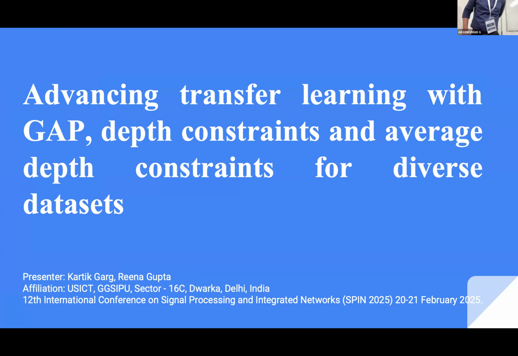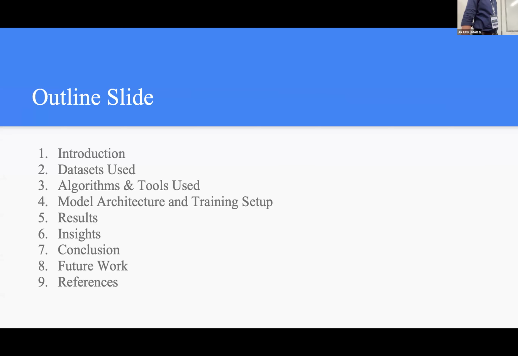Okay. So good afternoon, everyone. Myself Karthik Garg, and I'm going to present the paper Advancing Transfer Learning with Gap, Depth-Wise Constraint, and Average Depth-Wise Constraint for Diverse Datasets. This particular research is currently regarding the image classification problem.